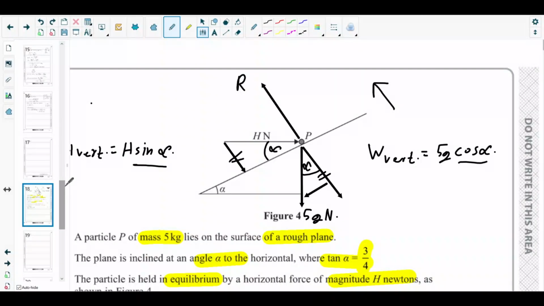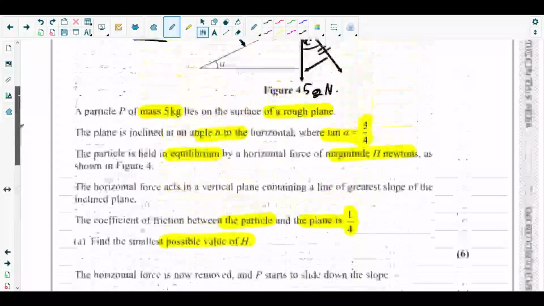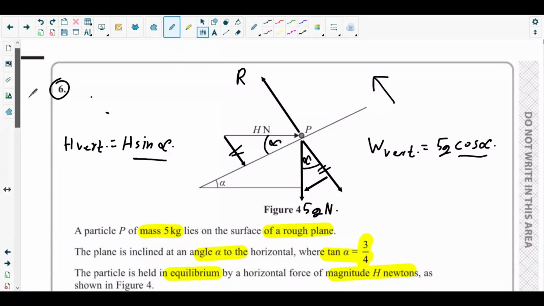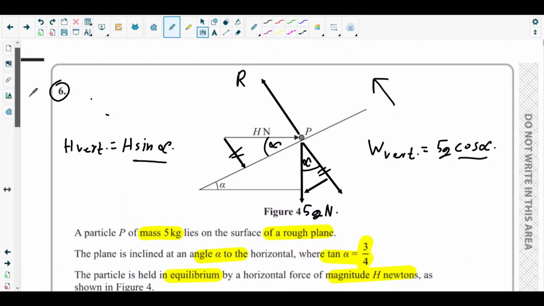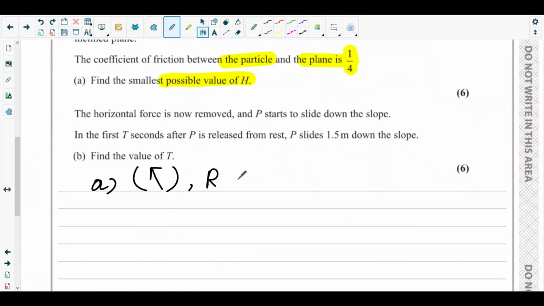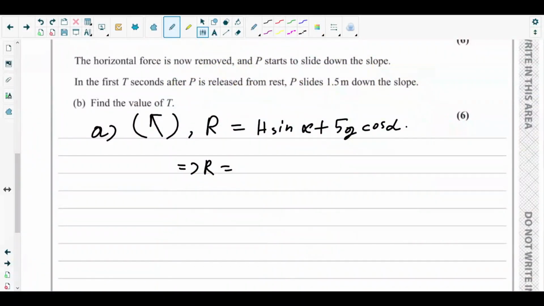Fine. Okay, so both of them are acting perpendicularly downward into the inclined plane. That means upward is the reaction, normal contact force alone, so R equals H sine alpha plus 5g cos alpha. So let's put the values. Tan alpha is given as 3 over 4.